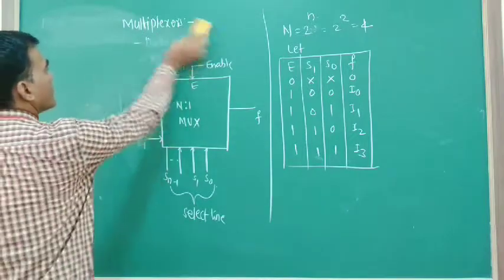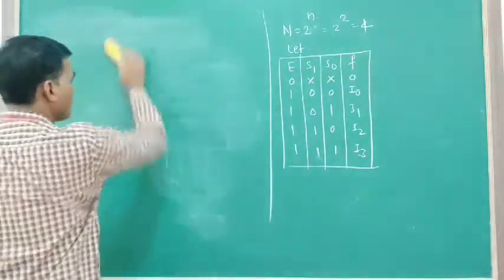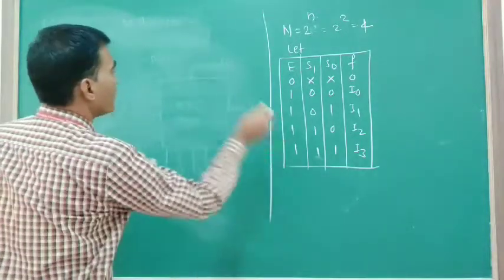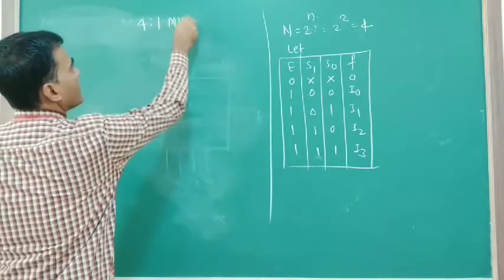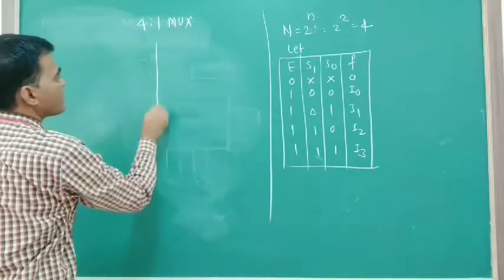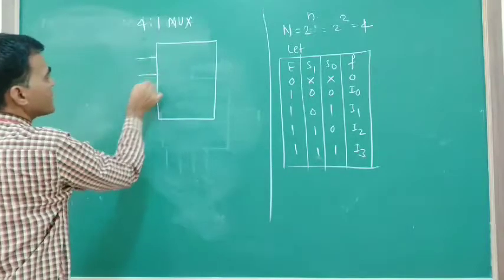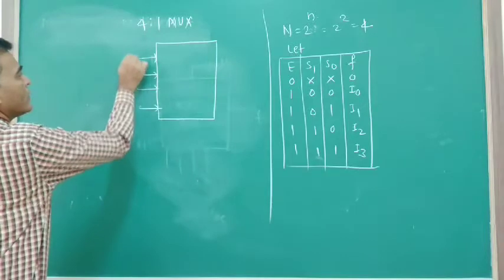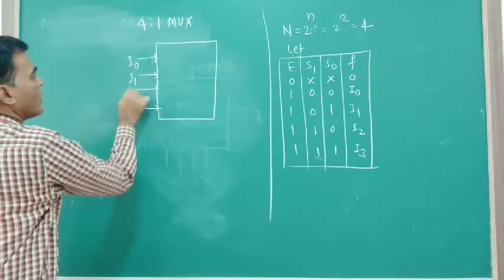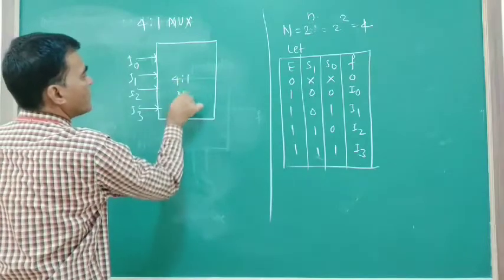So here we need a 4:1 multiplexer. What is this 4:1 multiplexer? It has 4 input lines, which are nothing but I0, I1, I2, I3. This is a 4:1 multiplexer.